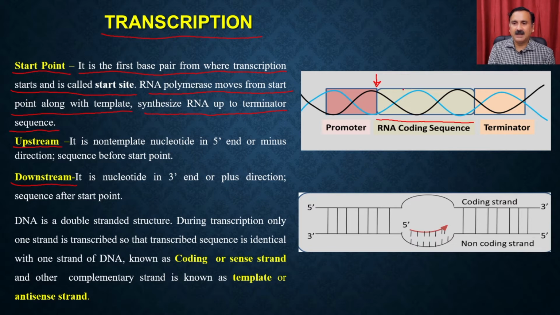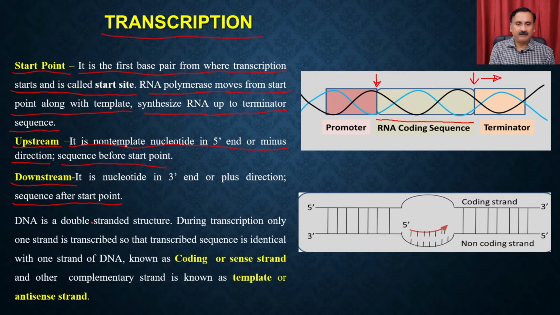Along with this start site as well as the end site, you are going to have the upstream as well as the downstream sequences. The upstream is the non-template nucleotide sequence towards the 5' end, or the minus direction; these are the sequences before the starting point. These upstream sequences facilitate the binding of the RNA polymerase, and that's how they help in transcription of this particular sequence. Then you have the downstream sequences, which are present in the plus direction.